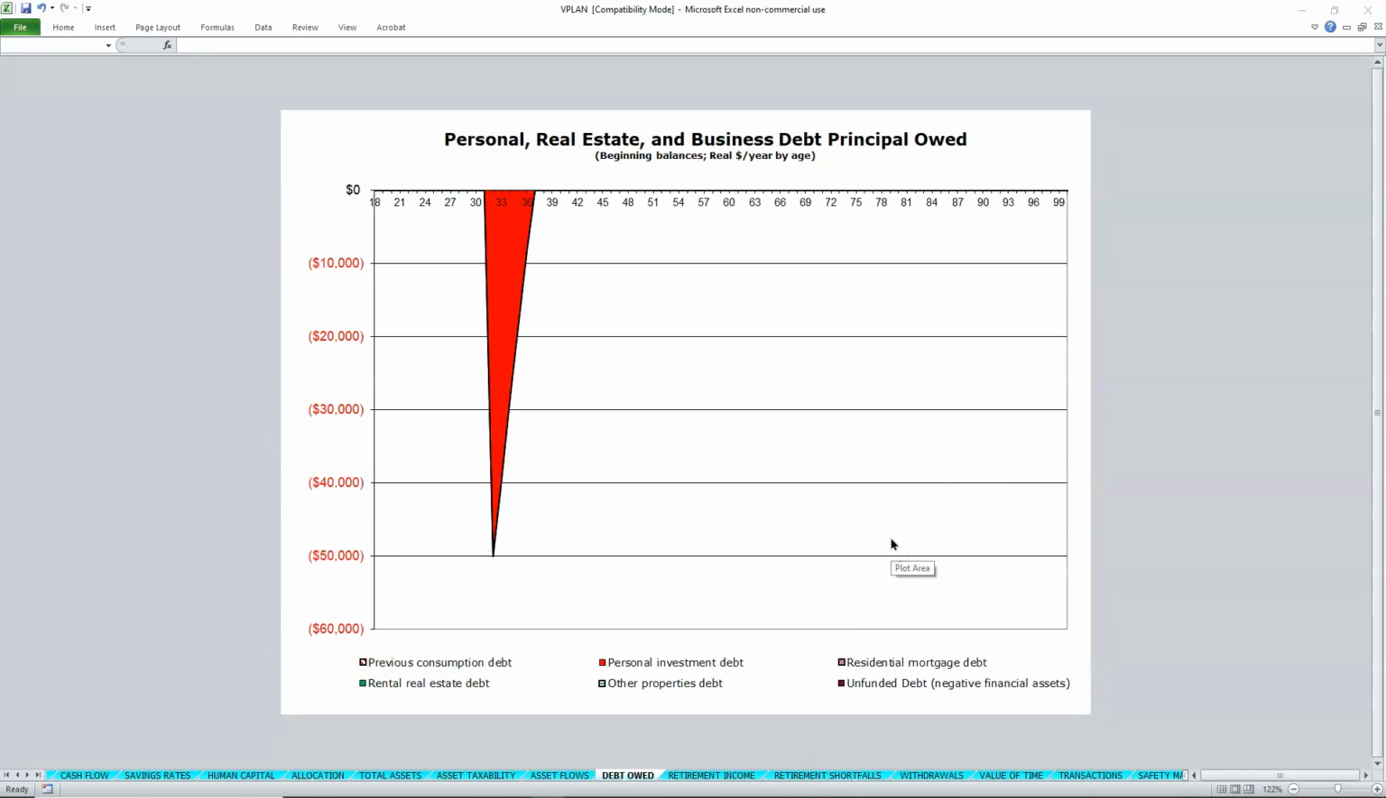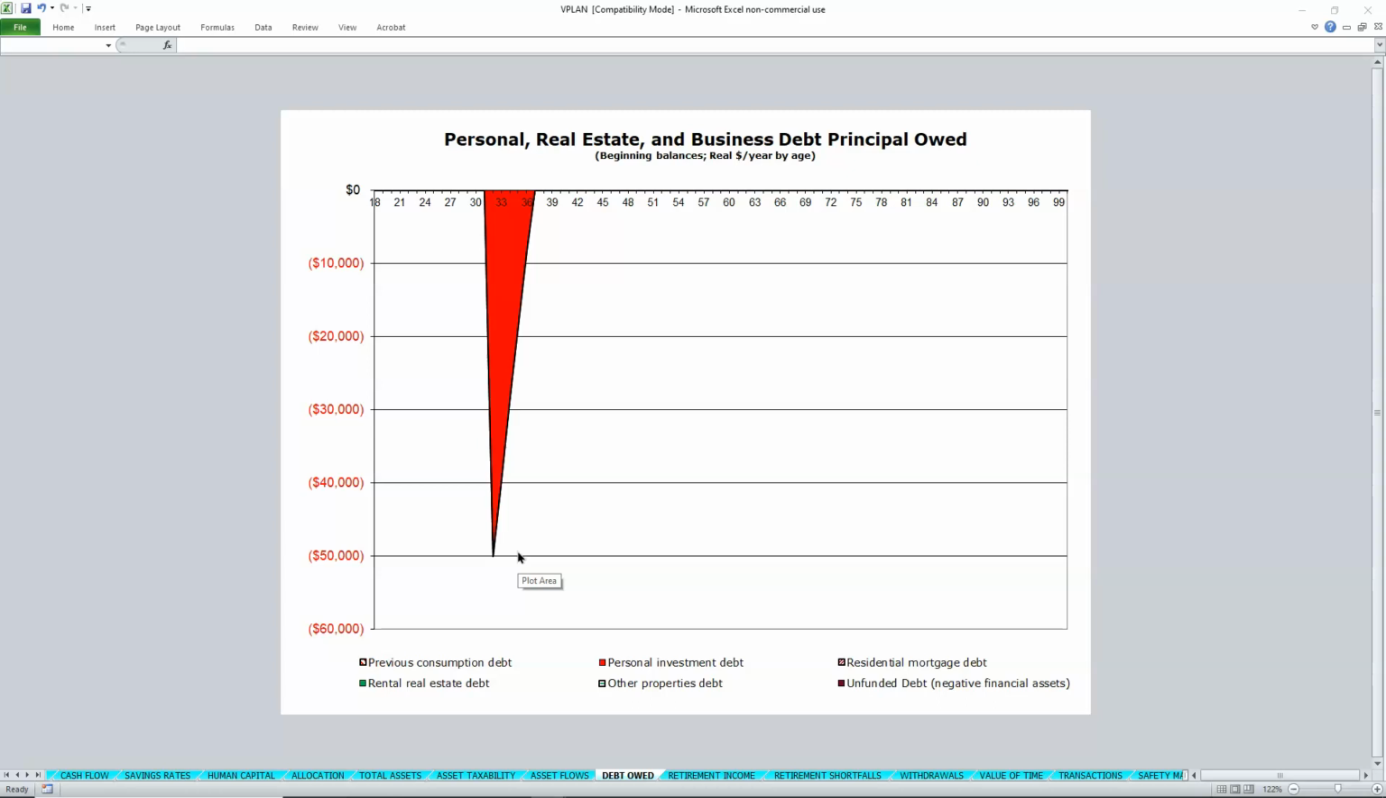This graphic indicates the debt principal owed in several categories as debts are paid off. These categories include previous consumption debt, such as credit card balances related to past overspending. Another category is personal investment debt, or debt that is undertaken to improve one's financial prospects, such as sensibly incurred educational debt. An example is the remaining $50,000 educational loan debt that this couple incurred to increase their earnings ability.